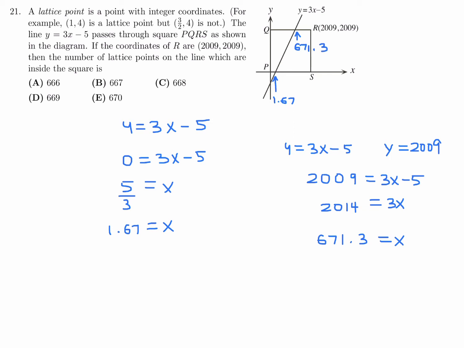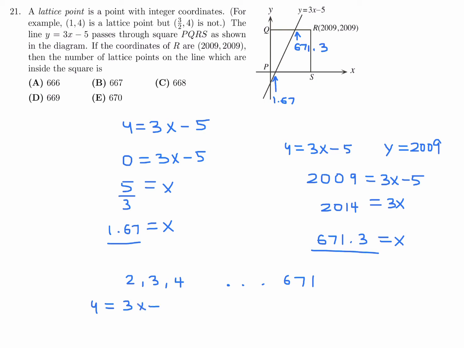So lattice points are, of course, integers. So all the integers between 1.67 and 671: 2, 3, 4, all the way up until 671. Those are the values for x that will produce integers in terms of our coordinates. But we have to double check and see, is y also going to be an integer? Because the lattice point is such that both the x and y coordinate are integers.